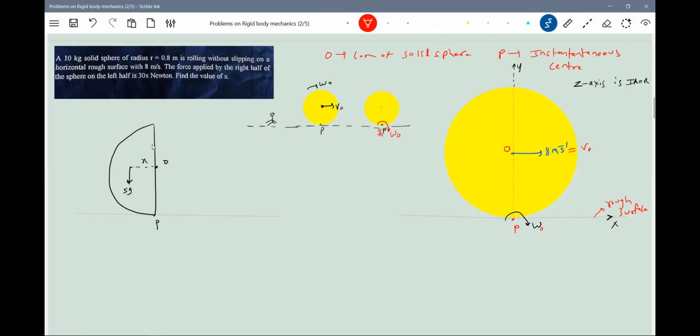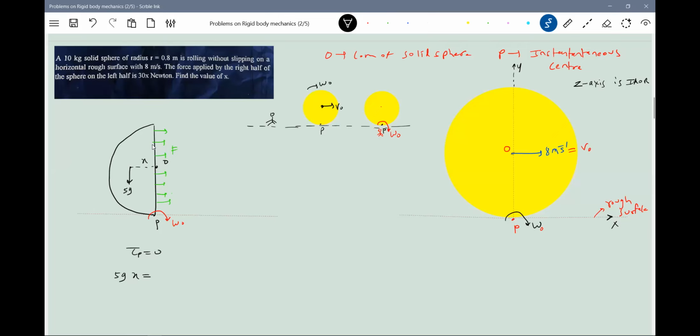Now the torque. This was the angular velocity omega. It's in rotational equilibrium, so the net torque should be 0. From where will the net torque come? The other half will exert a force. That's the beauty of this problem. We don't know how it will act, but as the net torque is 0 about point P, 5g into x should be equal to the torque applied by that force.